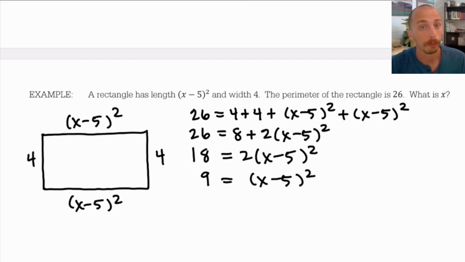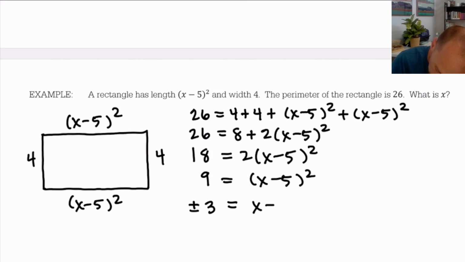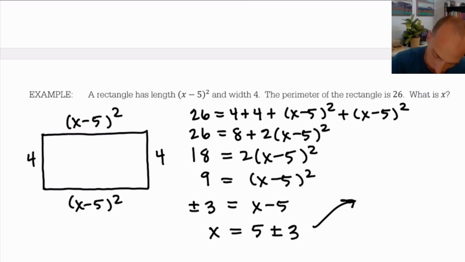And then I'll take the square root of both sides of this equation to get rid of that square. That'll bring in a plus minus. Right, so I'll say plus or minus the square root of 9 equals x minus 5. And I can solve for x by adding 5 to both sides. Okay, so I've got two answers, 5 plus 3 and 5 minus 3. So x equals 8 and x equals 2.